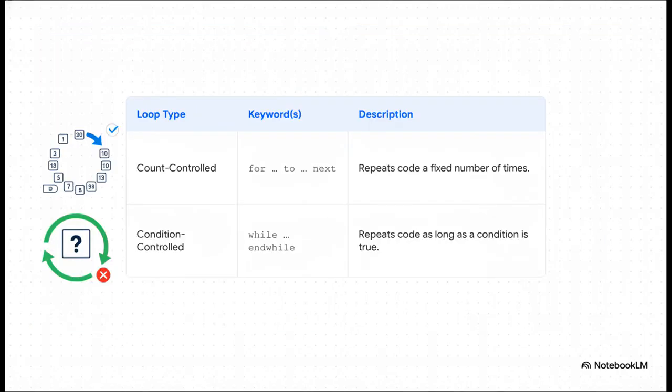And again, here's the syntax straight from the exam reference. For count-controlled loops, you're looking for for, to, next. Perfect for counting from 1 to 10, for example. For condition-controlled, it's while and endwhile. The code inside that block will just keep repeating, over and over, as long as that condition next to the while is true. The second it becomes false, the loop stops and the program moves on.